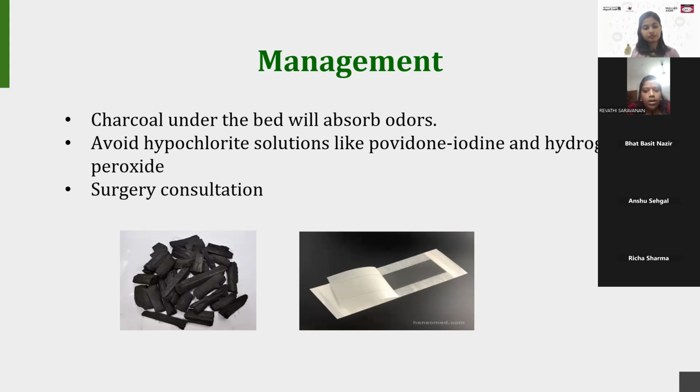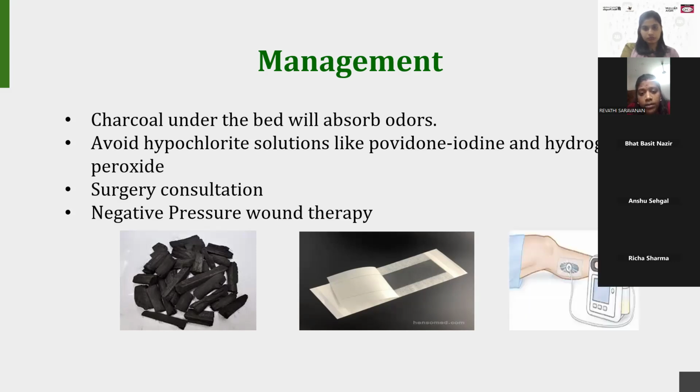Then some people use hypochlorite solution, povidone iodine, or hydrogen peroxide on the wound to stop the exudate. That is a wrong thing. You should avoid hypochlorite solutions, povidone iodine, and hydrogen peroxide directly on the wound. Then you have to go for surgery consultation. So next picture, this picture is negative pressure dressing. I'll teach you in the next slide. Next slide, please.